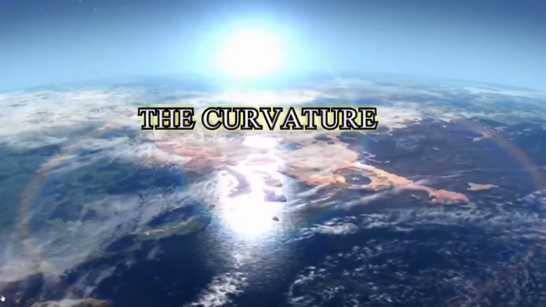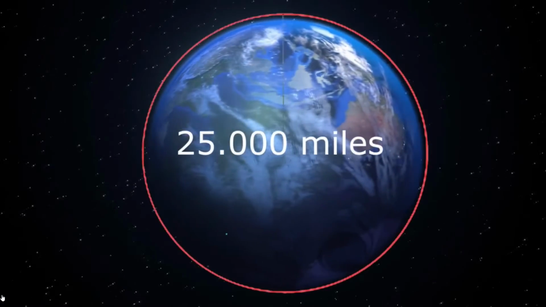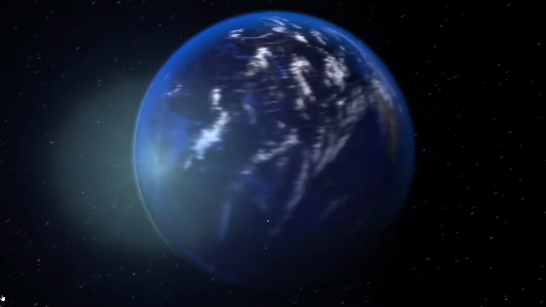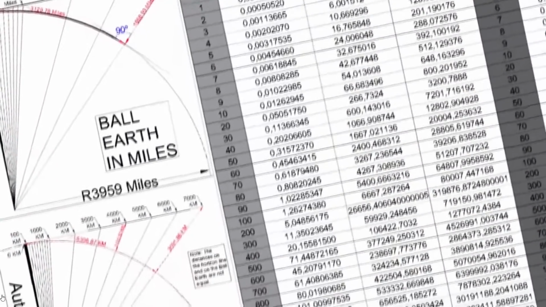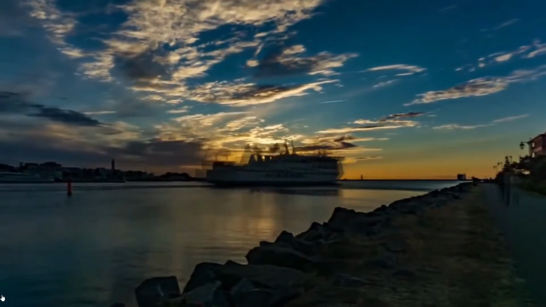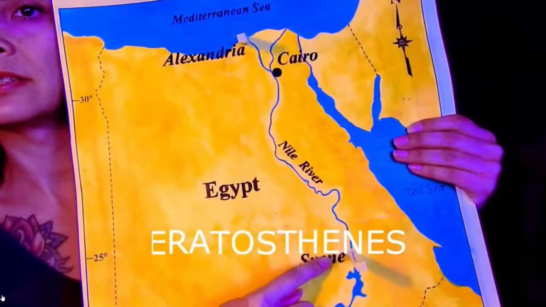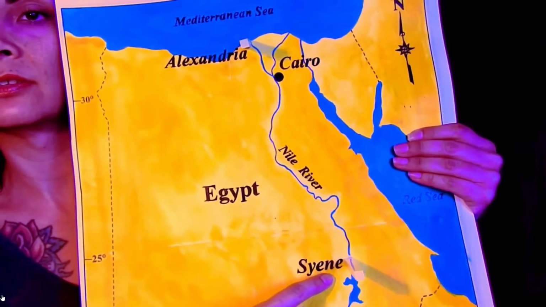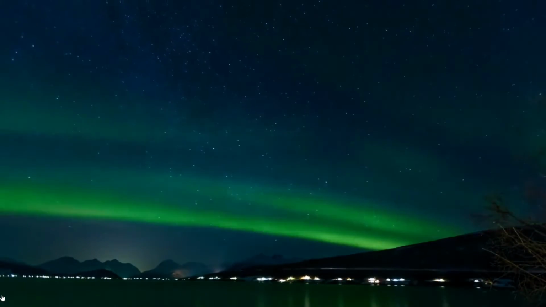The curvature. Earth is said to be a sphere with a circumference of 25,000 miles or 40,000 kilometers. Therefore, it has to have a curvature of about 8 inches per mile squared. Can we observe or verify this? We are taught about the ancient observations like a sailing boat going over the horizon and the measurements of Eratosthenes. They are all falsified by our current observations and better understanding of the optical effects of the atmosphere.